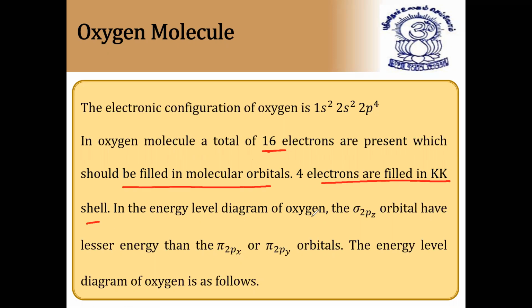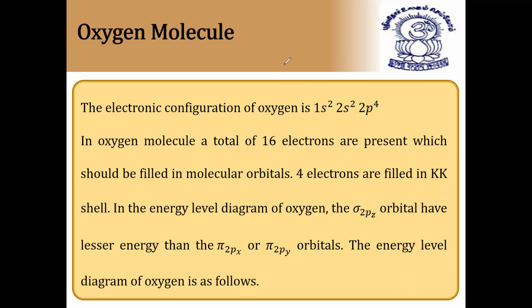In the energy level diagram of oxygen, the sigma 2pz orbital has lesser energy than the pi 2px or pi 2py. Only from oxygen onwards the pattern will change, because the sigma 2pz has lesser energy than the pi 2px and pi 2py. So that's why sigma 2pz will come first. Whereas in the case of nitrogen, pi 2px, pi 2py come after sigma 2pz. But in the case of oxygen, first sigma 2pz will come, afterwards we have pi 2px, pi 2py. That is the only change in order. Remaining all the same. The energy level diagram of oxygen is as shown below.